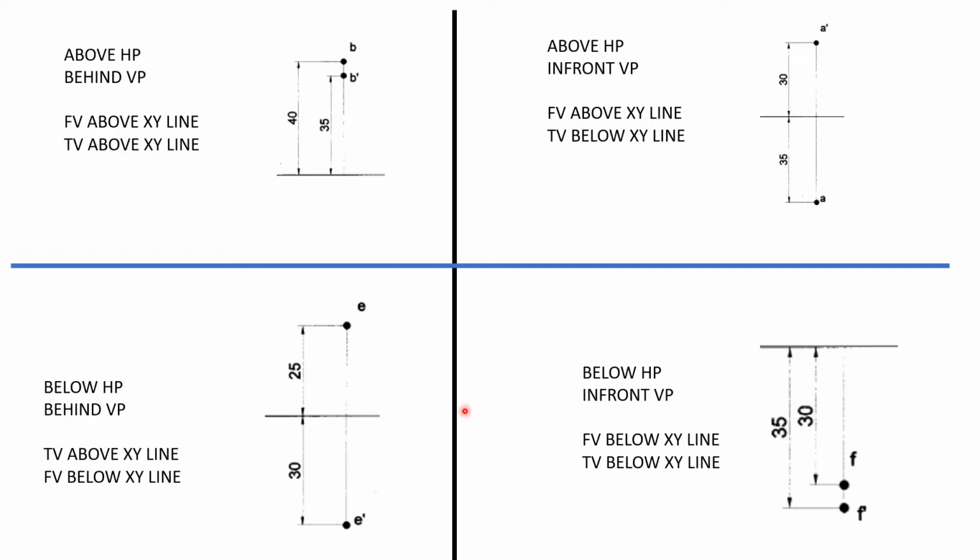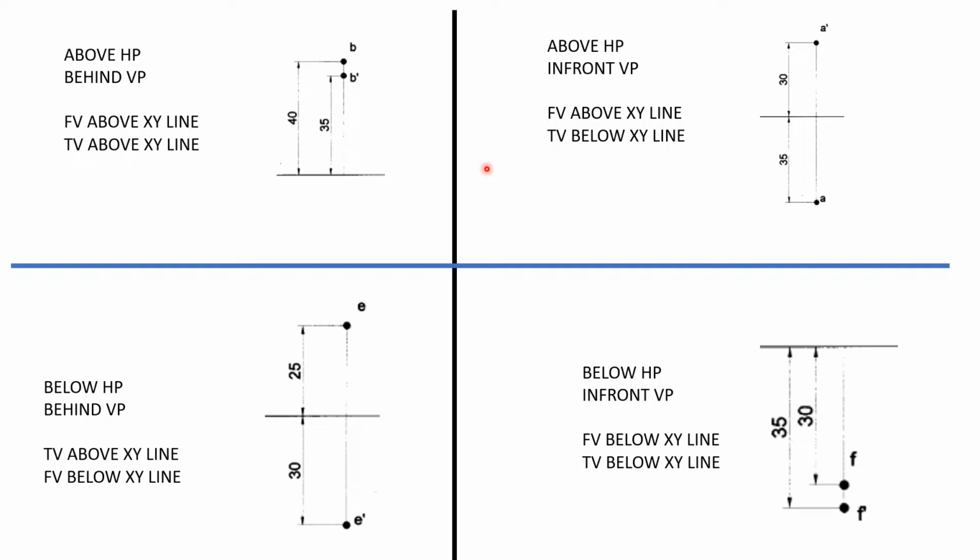So here the front view will be below only and the top view will be below only, because the HP is rotated 90 degrees downward. So both the planes will be overlapping one above the other. So both views will be coming below the XY line.